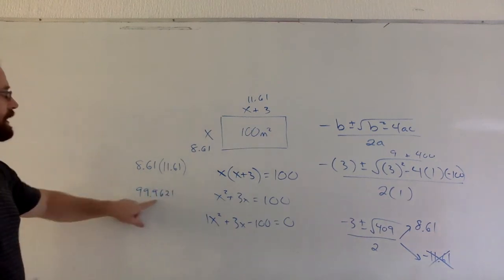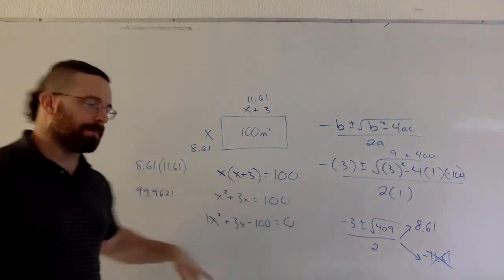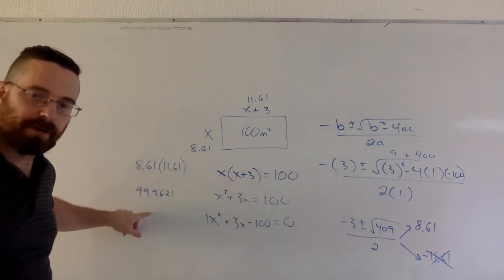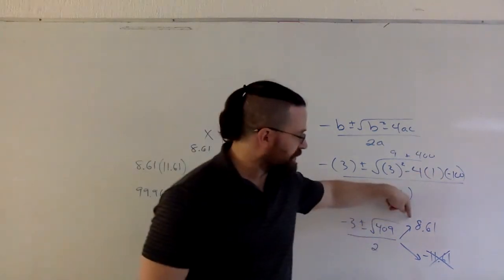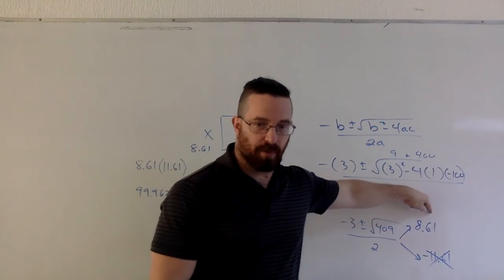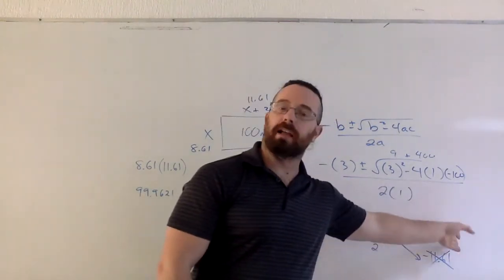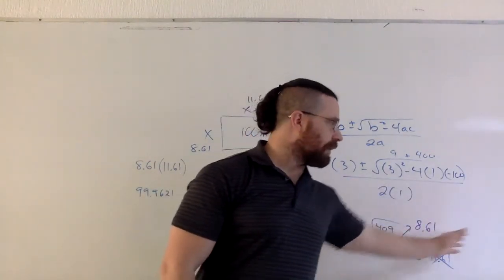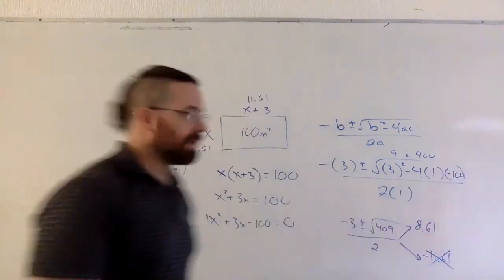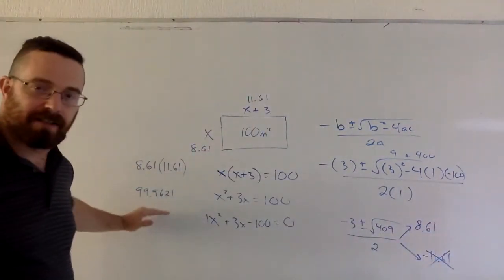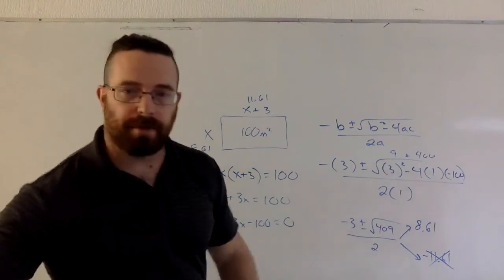And that is really close to being 100. Remember, the reason why it's not exactly 100 is because this answer wasn't exactly 8.61. There were more decimals there. I cut it off. Had I used all the decimals that go with this, this answer would have come out exactly 100.